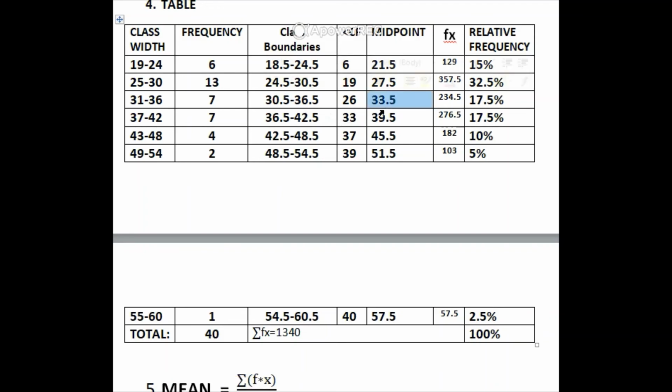Ang less than cumulative frequency natin, hindi natin pwedeng kunin si 26 kasi mas malaki si 26 kaysa kay 20. Ang pipiliin natin ay yung mas maliit kay 20, which is 19. So, 30.5, 19. Ang frequency natin kukunin ay dito sa median class. So, that is 7. At ang class interval natin kanina ay 6. Makakapag-solve na tayo ng median.